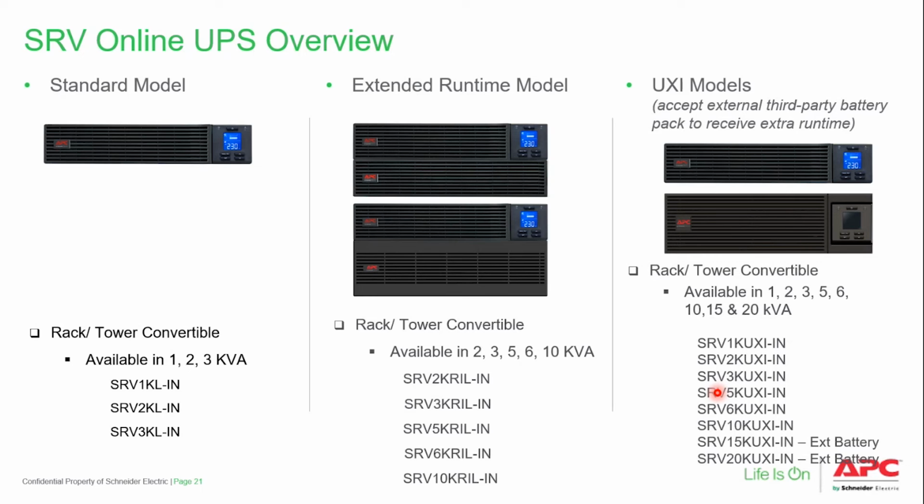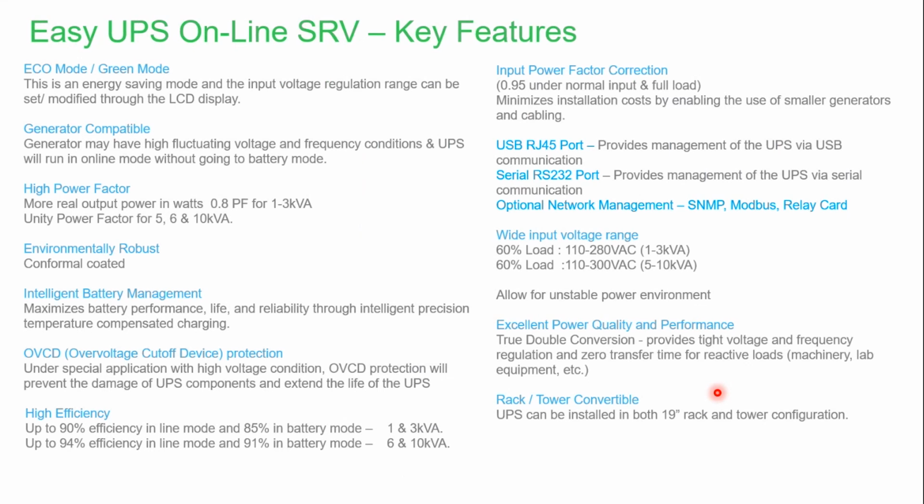So 1 to 6 kVA has an 8 ampere internal charger. Practically we can connect up to 80 Ah, but since 80 Ah batteries are not readily available, we can go for up to 100 Ah batteries from 1 to 6 kVA. 10, 15, and 20 kVA have a 13 ampere internal charger. So practically we can connect up to 130 Ah, but since 130 Ah batteries are not readily available, we can go up to 150 Ah without adding any external charger to this UPS. So for runtime enhancement, we can use these models for our application.